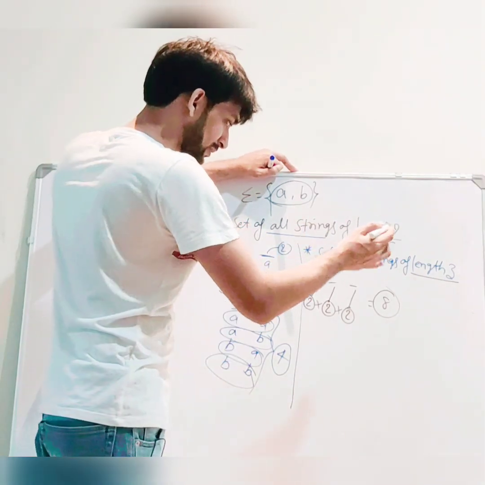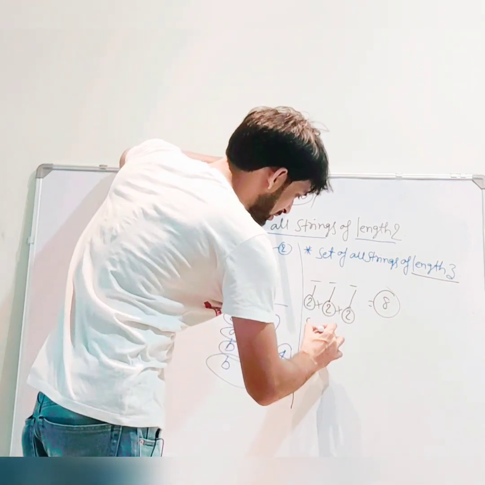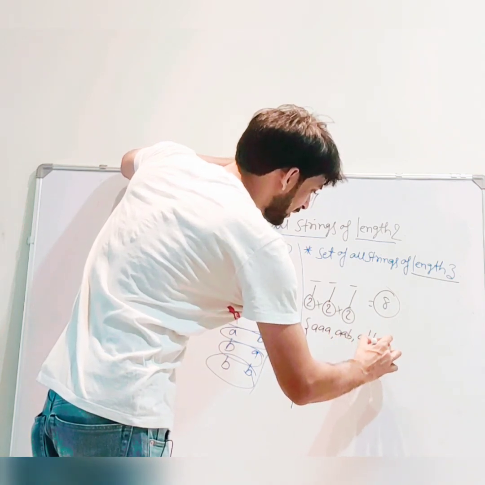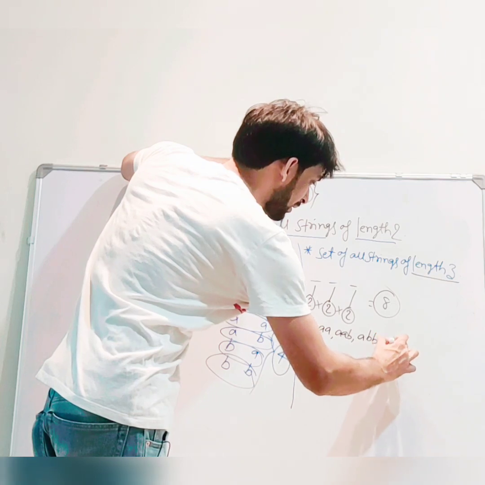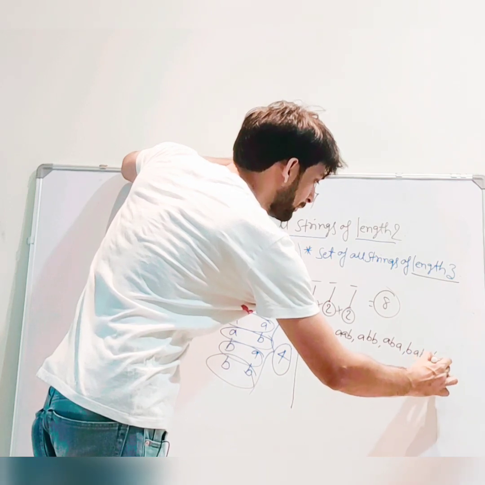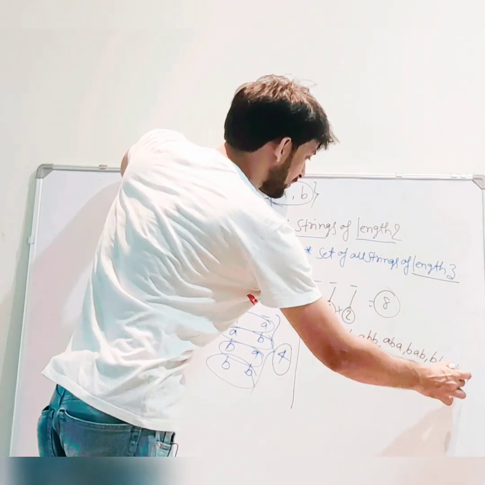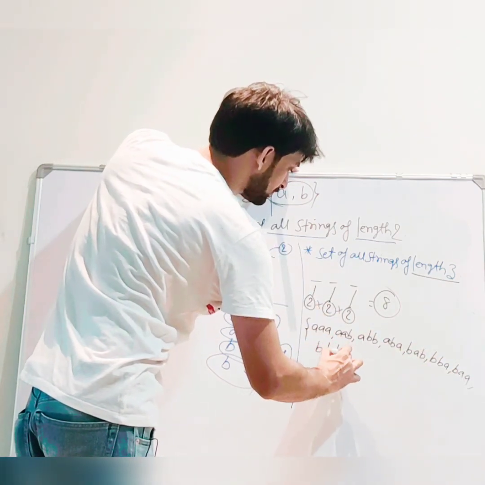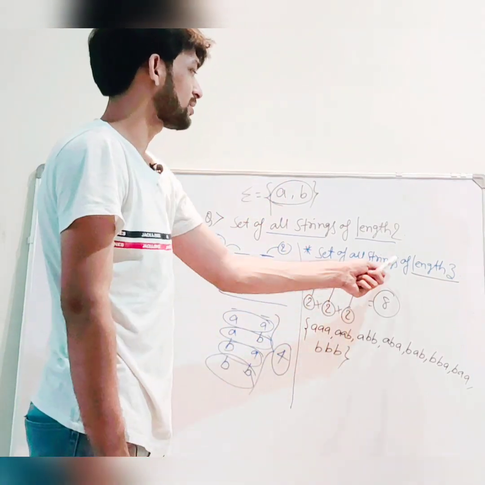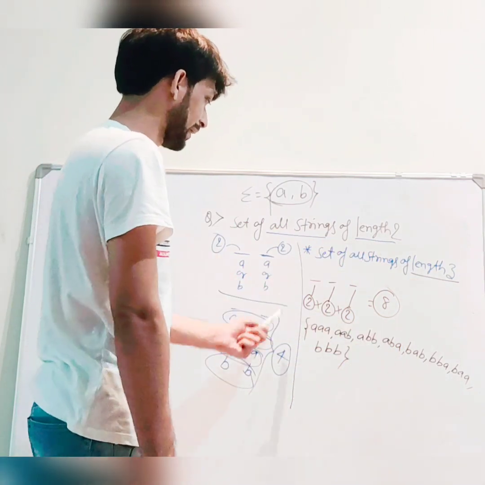So what are those strings? Can you imagine? Length 3, okay? So starts with AAA, AAB, ABB, okay? ABA, BAB, BBA, BAA, 1, 2, 3, 4, 5, 6, 7 and triple B. Totally 8. These are all 8 strings. So the set of all strings of length 3 can be 8. Okay. Make down a note.